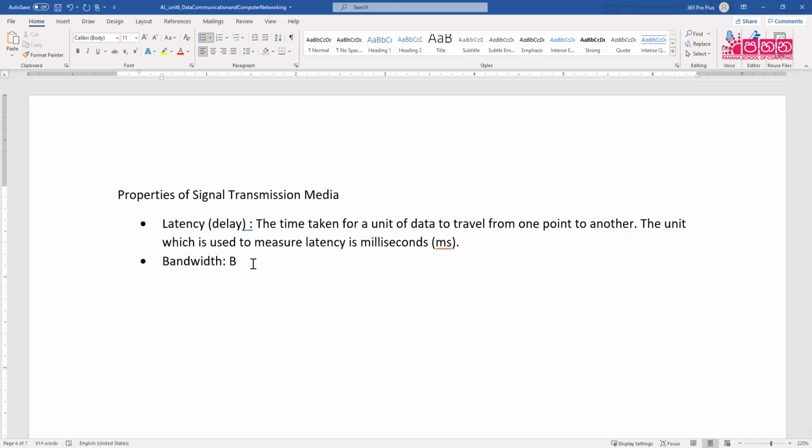Now, bandwidth in data communication is the range of frequencies which a transmission media accommodates, and it is measured in hertz.